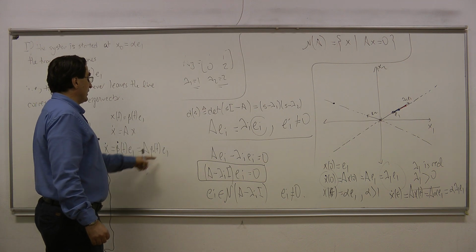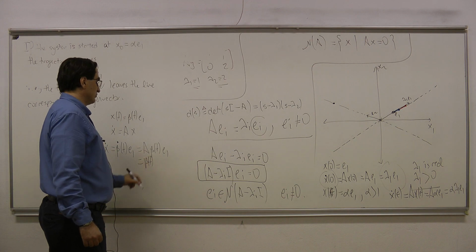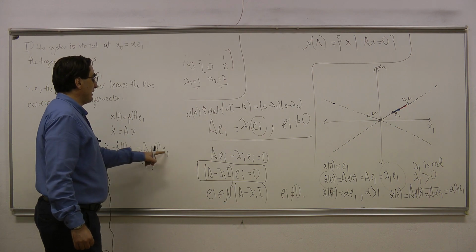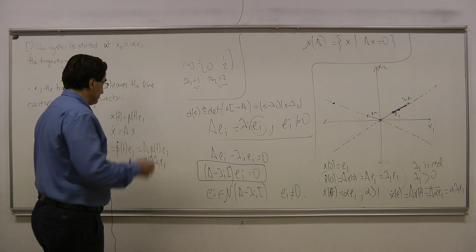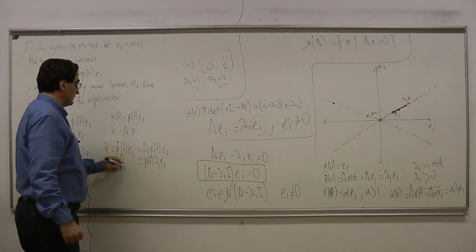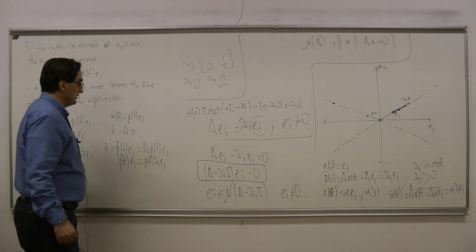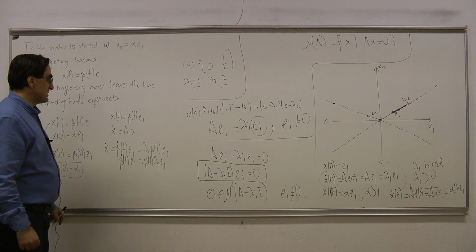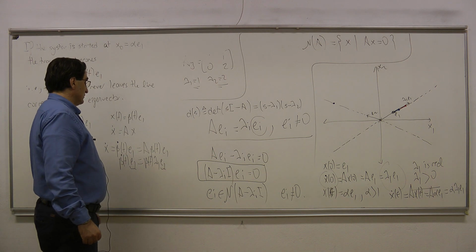So I can take beta of t outside, because it's a scalar function, and I have A times E1, and A times E1 is lambda 1 E1. Okay? So here we get the following equation. Beta dot of t, E1, is beta times lambda 1 times E1. Okay? But this E1 is a non-zero vector.